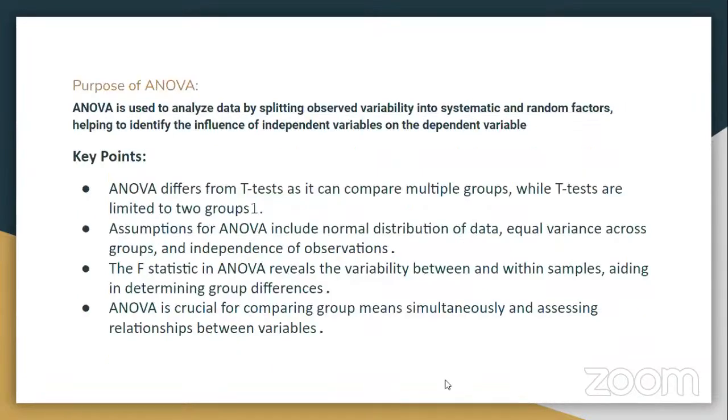Purpose of ANOVA. ANOVA differs from t-test as it compares multiple groups, while t-tests are limited to two groups. Assumptions of ANOVA include normal distribution of data, equal variance across groups, and independence of observation. The F statistic in ANOVA reveals the variability between and within samples, aiding in determining group differences. ANOVA is crucial for comparing group means simultaneously and assessing relationships between variables.